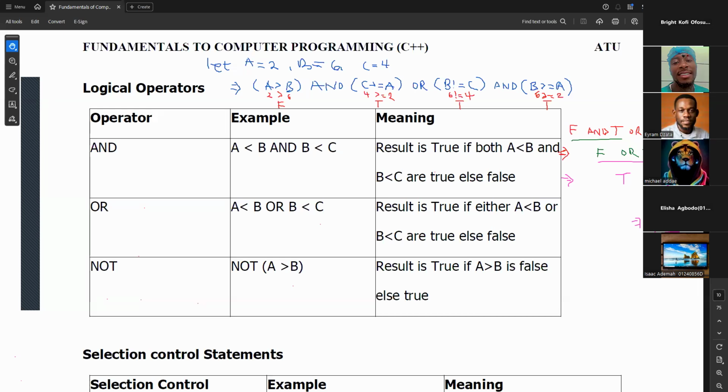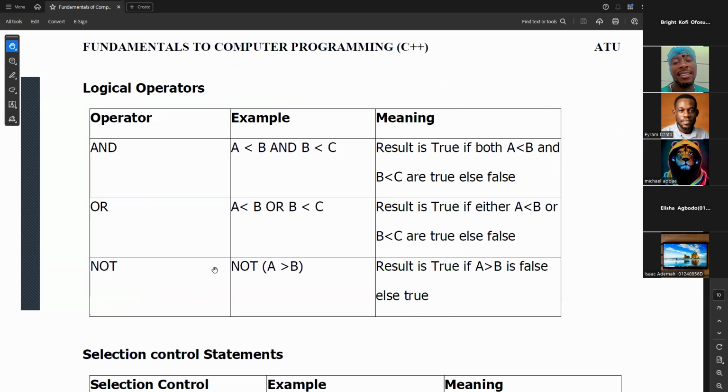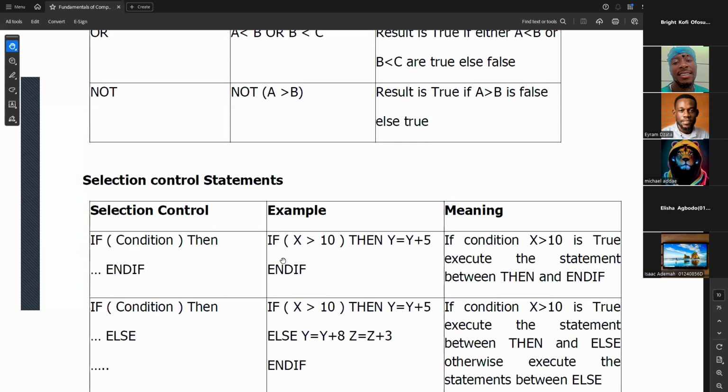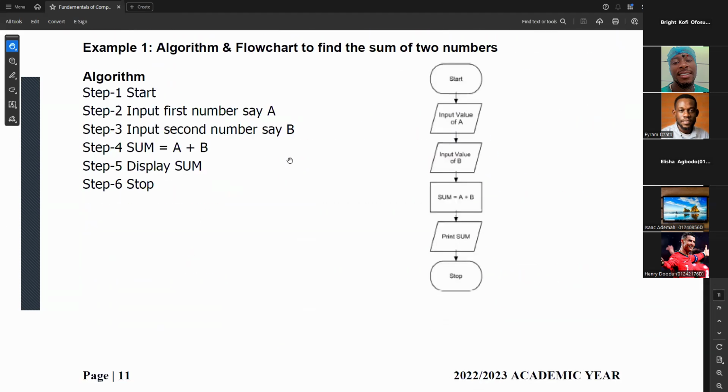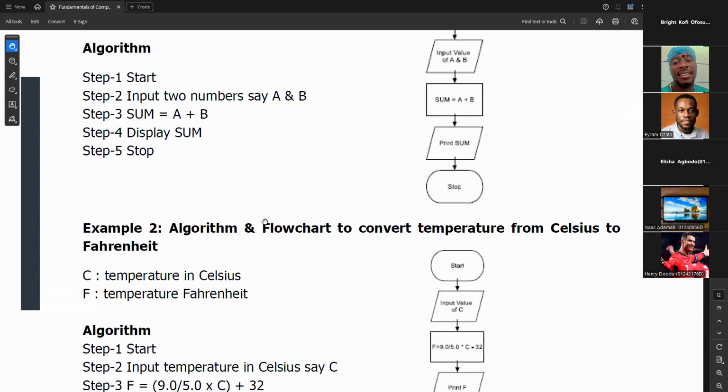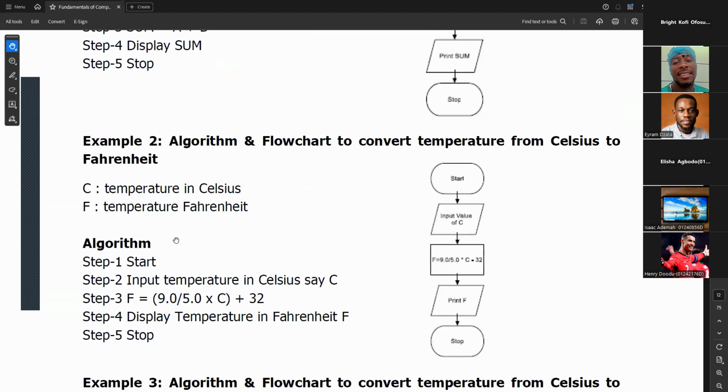So I would like to end the class here. Next week we'll talk about the selection control statements, and then we'll start looking at these examples, how to write the flowcharts and how to draw them using the draw.io software.